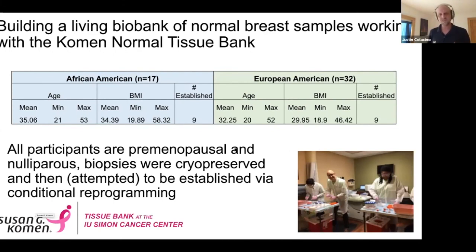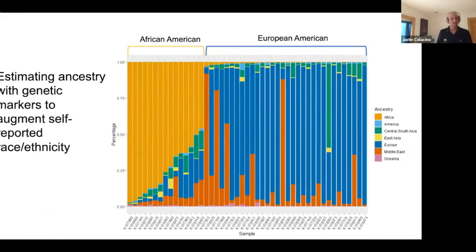And so this works okay. About a third of the tissues we can get established in culture, but now we have a way to test the effects of diet or environment on stem cell phenotypes in a diverse range of normal breast epithelial cells. And one of the advantages of this biobank, right, is that we have genetics and ancestry data on everybody, and we can confirm individuals' self-reported ancestry versus their genetic ancestry, a nice double check that people reporting as African American are of African ancestry, and people reporting as European American are of European ancestry.